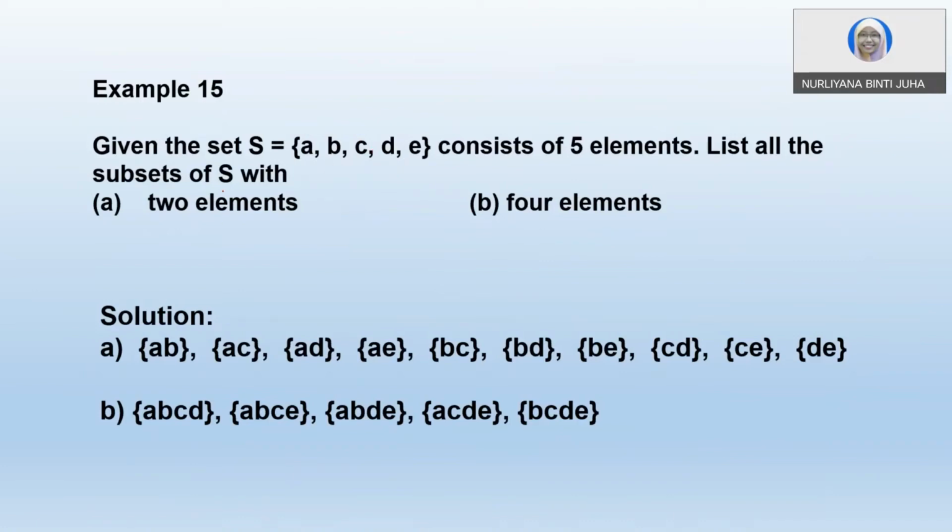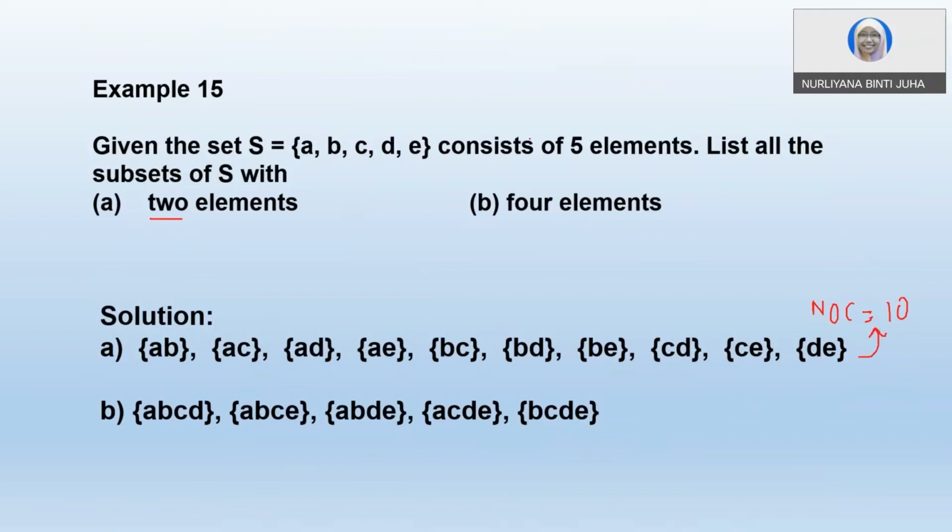So for the first one, for 2 elements, only 2 elements from these 5. So it can be AB, AC, AD, AE, BC, BD, BE, CD, CE, and DE. Okay, so altogether how many do we have? 1, 2, 3, 4, 5, 6, 7, 8, 9, and 10. So your number of combinations is equal to 10. Okay, for this one, the number of combinations is equal to 10.